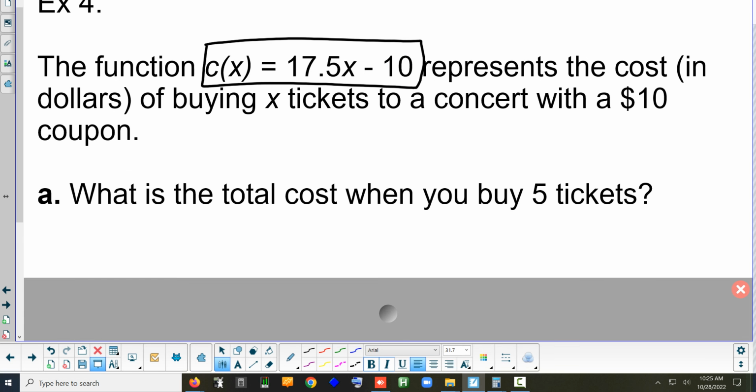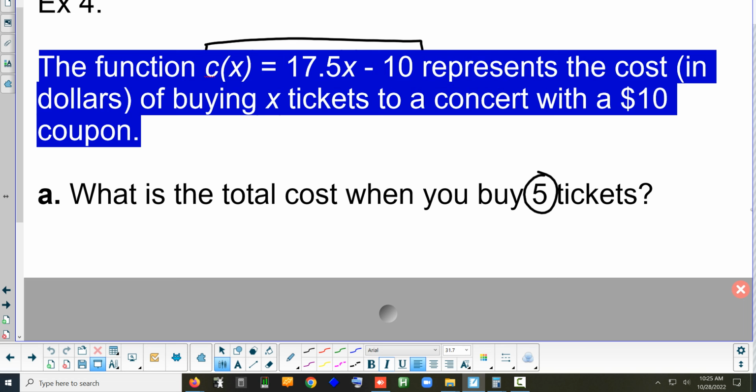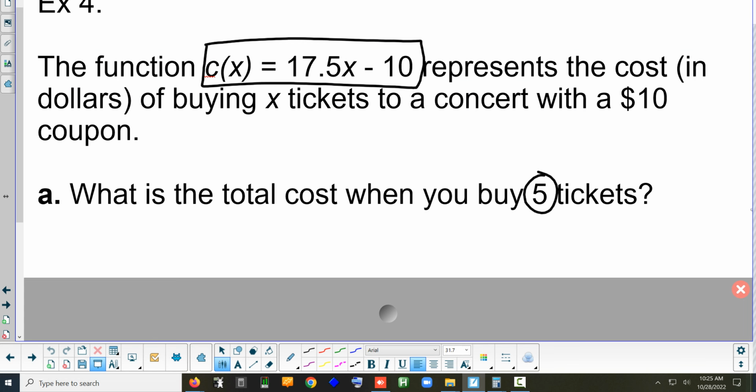Okay, what is the total cost when you buy 5 tickets? So they're giving us a number, but we have to figure out where the number goes. There's 2 spots it could go. It's either going to get plugged in for the x, or it's going to get plugged in for the C of x. We've done both. Does anybody have a thought where the 5 would get plugged in for?